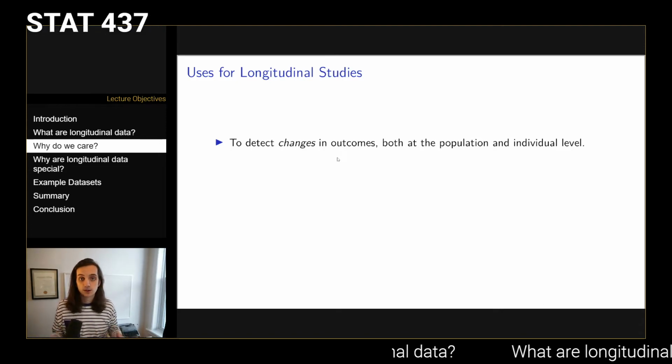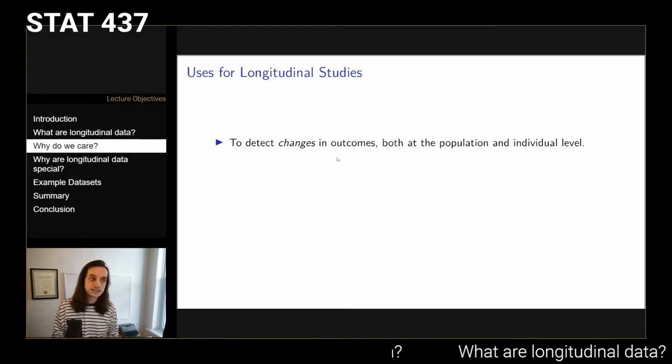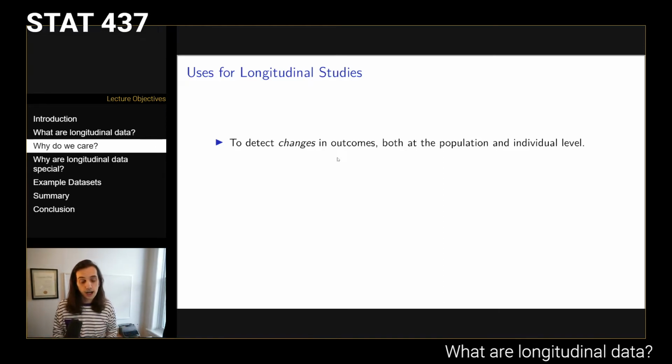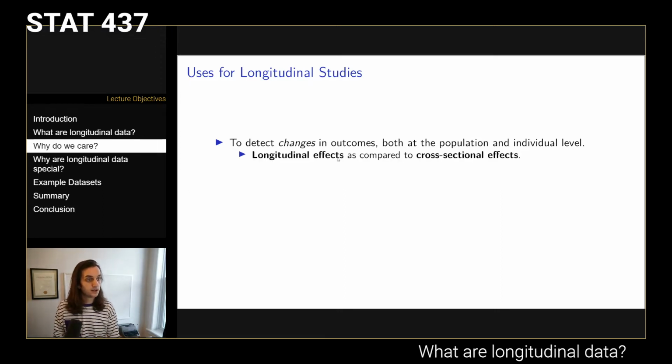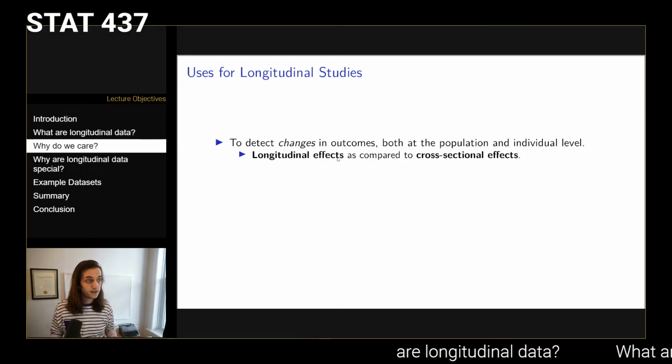If we're trying to do this with cross-sectional data, the best that we can hope for is looking at associations between variables. People who are older are more likely to have dementia, but we can't say how that risk changes over time unless we are following the same group over time. This also lets us break down what we term longitudinal effects as compared to cross-sectional effects, right? So longitudinal effects are the effects on an outcome over time. Cross-sectional effects are the effects between two groups of individuals.